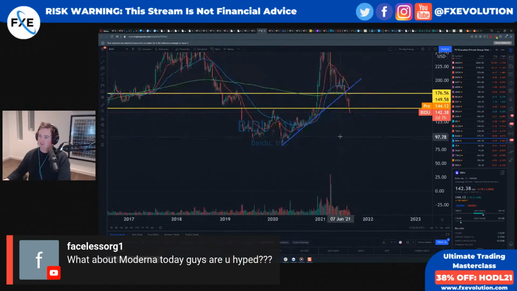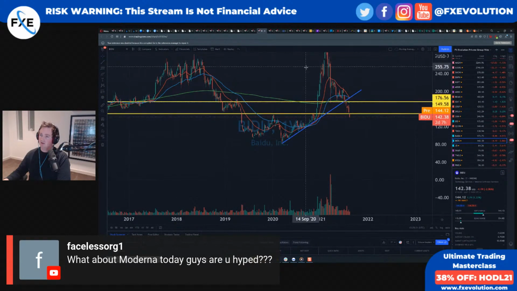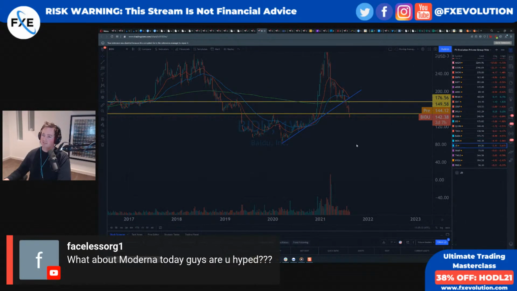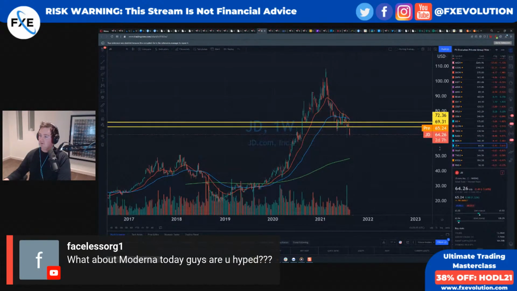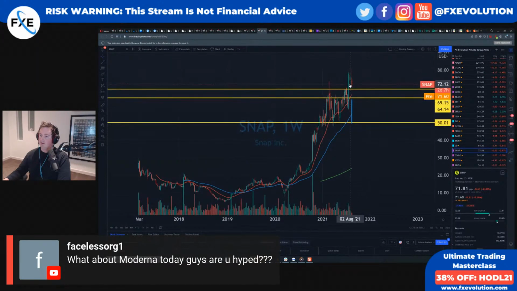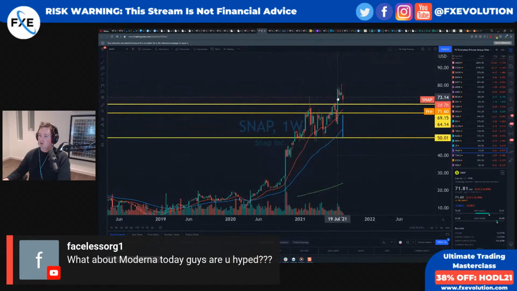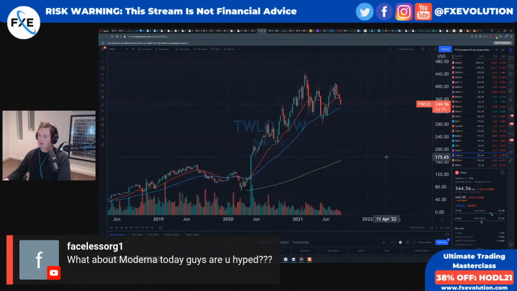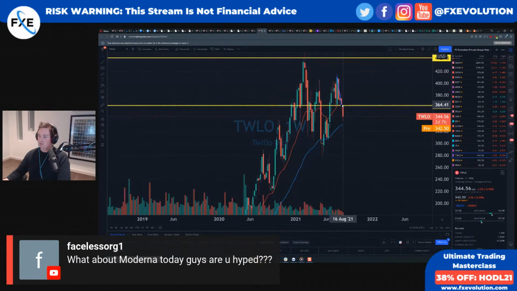That's crazy. But this just shows you the dire straits of the market at this stage. We haven't seen that turnaround. JD also down quite a lot. Snap continues to show weakness here. 71.60. I'm looking for it still around that $70 mark for the long side. TWLO continues to weaken. I feel like this is still going to keep weakening.